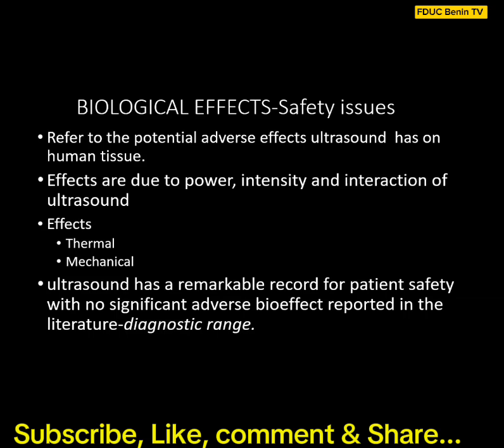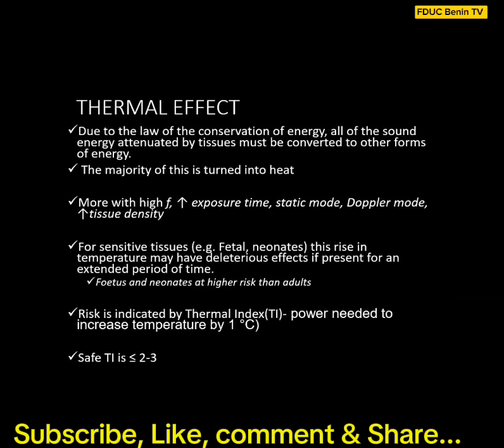Although ultrasound has a remarkable record for patient safety, with no significant adverse effect reported in the literature in the diagnostic range, some sources have shown that babies who are more exposed to ultrasound have some acoustic problems later in life. But this has not actually been proven, though some studies have shown it. So it's very important.